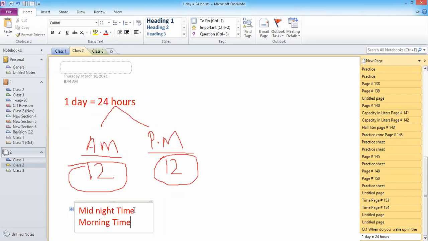So AM time starts from midnight when you go to sleep, 12 o'clock at night, 1 o'clock at night, and it also includes morning time, 6 a.m., 7 a.m., when you start taking classes, 9 a.m., when you have breakfast, 8 a.m. So all this morning time is included in AM. Clear, guys? Yes.